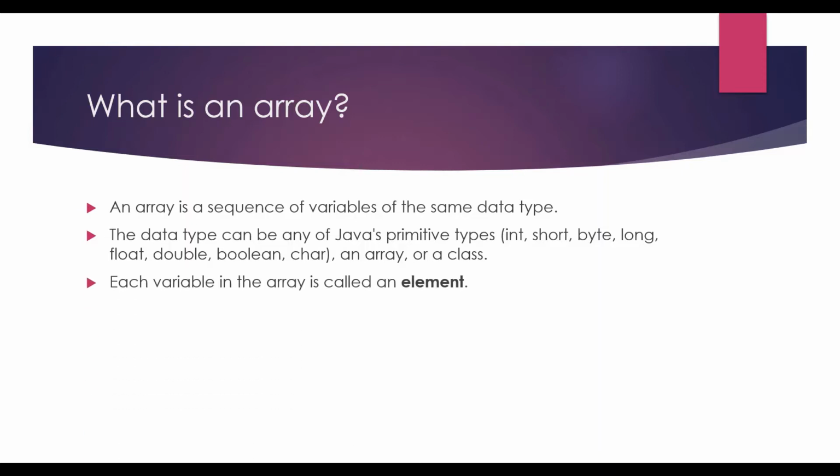Each variable in this array, we will call an element, and each element will have an index, just like what we had with strings. The first character in our string was at index 0, and we'll do the same thing with our arrays. The first element will be at location 0, and we also have a length for that array. So the last element will be at location length minus 1.